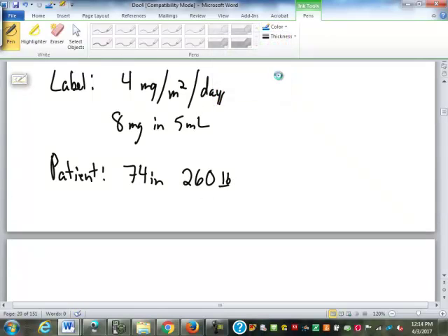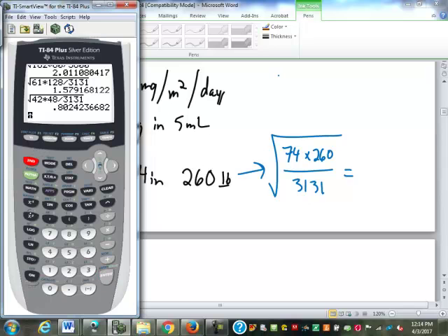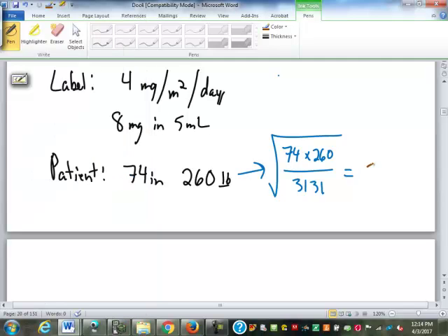So the first thing we need to do is find the body surface area for this patient. So it's going to be the square root of 74 times 260 over 3,131. So second square root, 74 times 260 divided by 3131. So we get 2.48, it looks like, square meters.